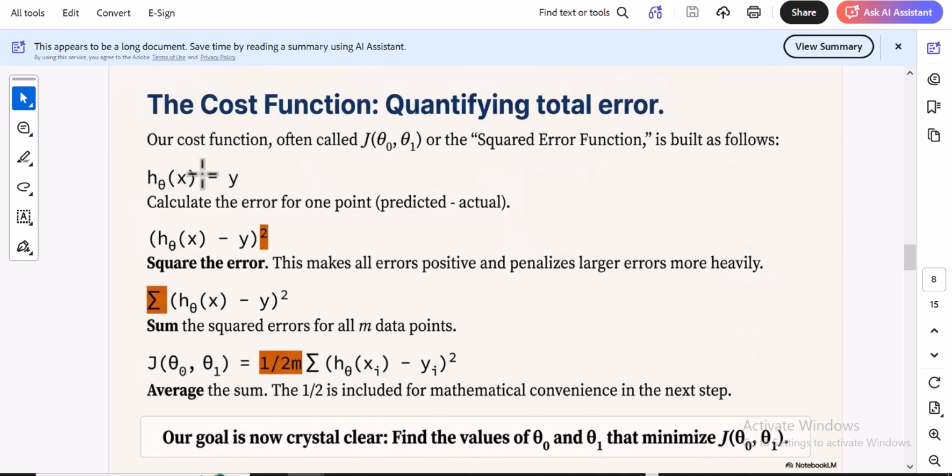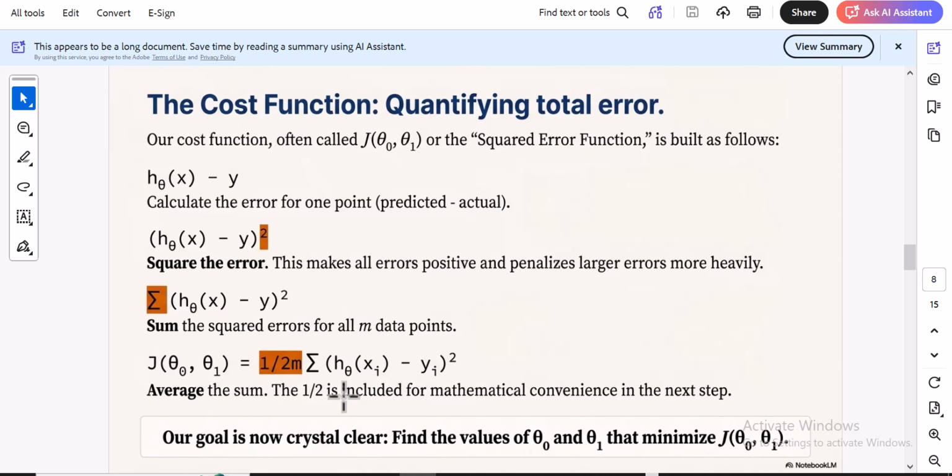So what we are trying to do here, and we know, is that the difference between the predicted and actual value is called the error term. In order to cancel out the negative values, we just take the square, and this is also called the sum of square of error. By taking the square, this makes all errors positive and penalizes large errors more heavily. And eventually we reach the cost function, and 1 over 2 is included for mathematical convenience.